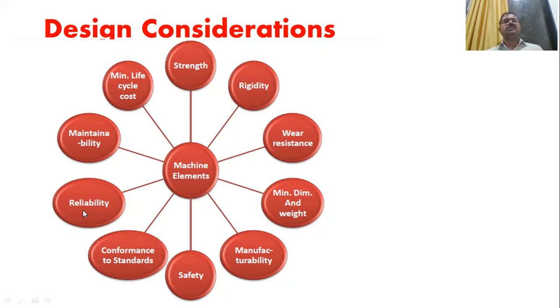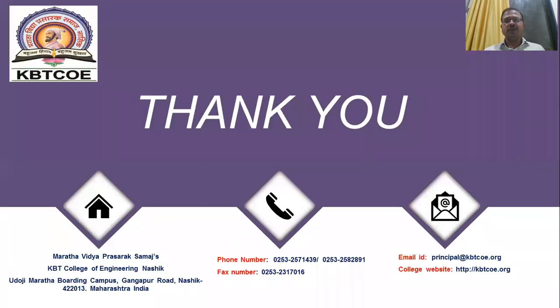Reliability is the probability that the machine element will perform its specified function. So higher reliability means a higher factor of safety is required. Reliability is one such thing that should always be kept in mind. The next design consideration is maintainability. Maintainability is related to the service conditions. In case of failure of any part in the assembly, it should be serviced properly, and repair time should be minimal. Then minimum life cycle cost. The working cost and the running cost of that product should be as minimum as possible. So these are the different design considerations which should be kept in mind while designing machine elements.